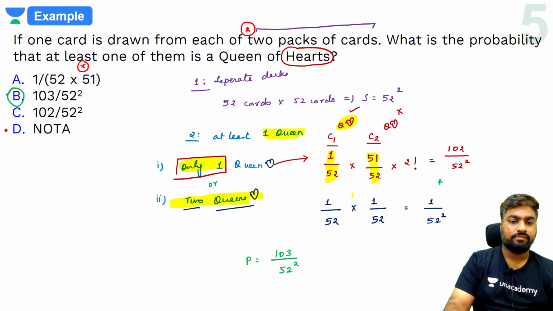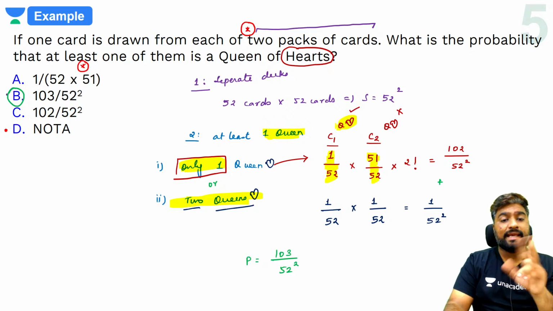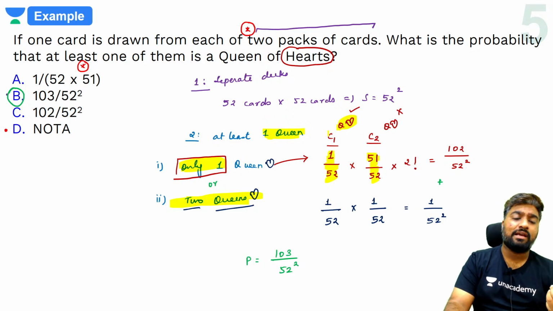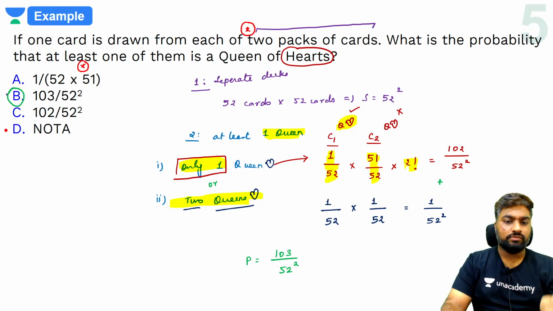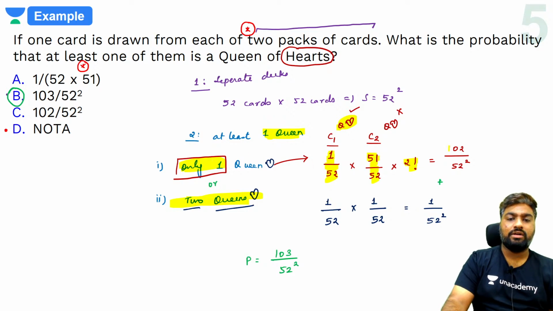If the second card should not be queen of hearts, what will be the probability? 51 by 52. Now because these can be interchanged, first not being queen of hearts, second being queen of hearts, there are two factorial arrangements. Yes, Q, not Q, not Q, Q. So there are 102 out of 52 square chances. Probability is 102 out of 52 square.